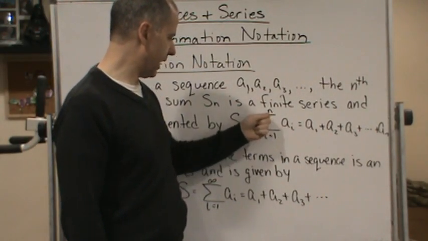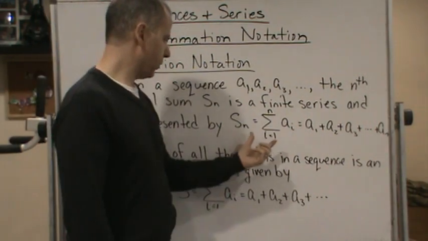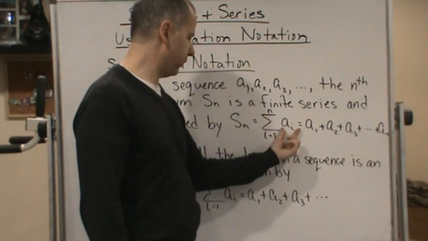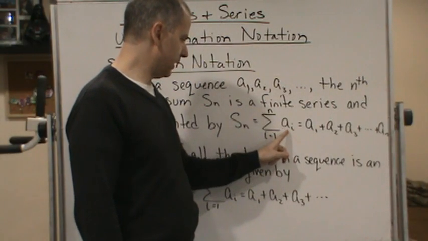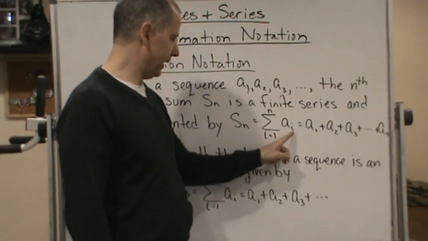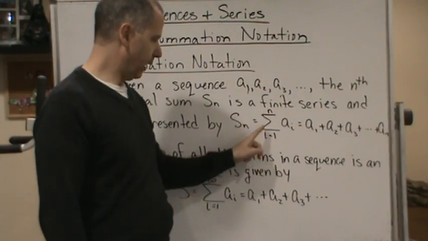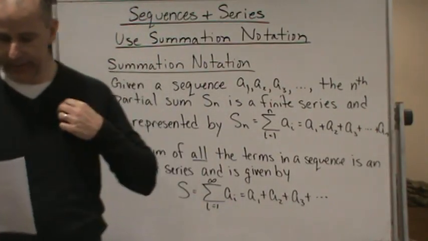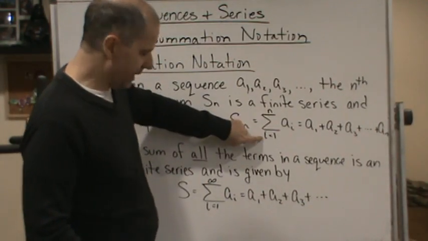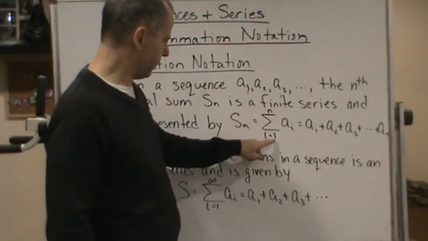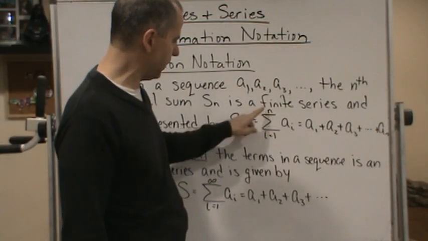So this is the capital sigma, and this is used for summation notation, which is just telling us that we're summing up the first n terms of the sequence, and the i is the index. So this is our lower limit for the summation. This is the upper limit. This is the index. So i is the index, and we're indexing i from 1 to n. And we're summing all of them up.